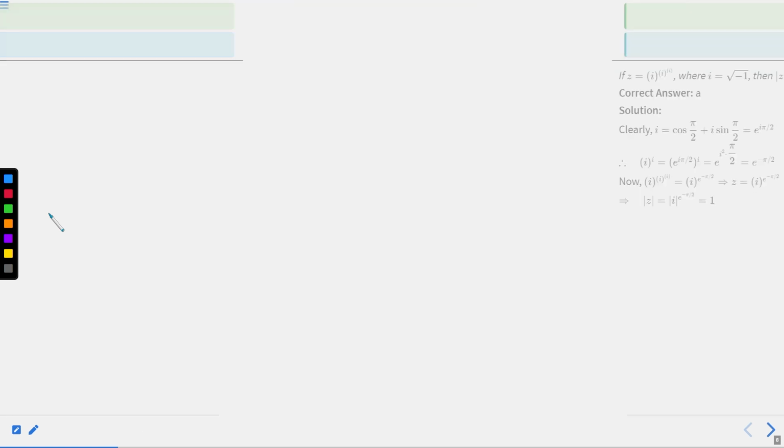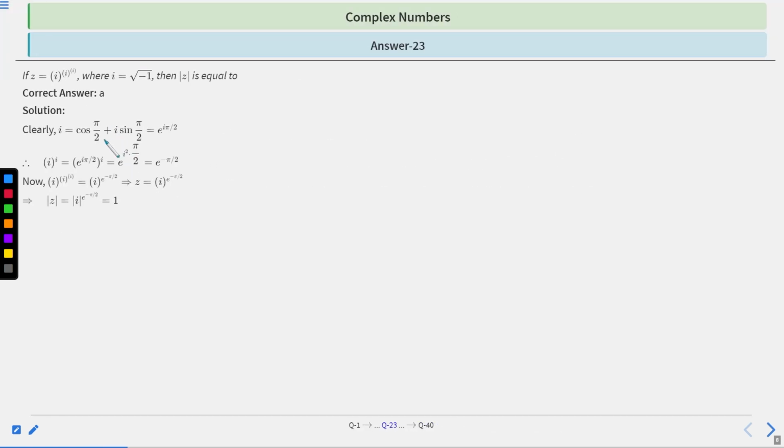Okay, let's come to the solution part. Iota can be written as cos pi by 2 plus iota sin pi by 2, right? And it is equal to e to the power iota pi by 2. Now, iota to the power iota is e to the power iota pi by 2, to the power iota. So we will multiply iota with this one, so e to the power iota square pi by 2, which is e to the power minus pi by 2. Now we know that e to the power minus pi by 2 is basically a constant, because e is constant and minus pi by 2 is constant.